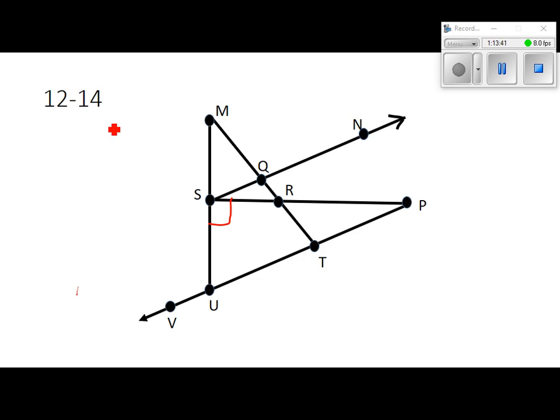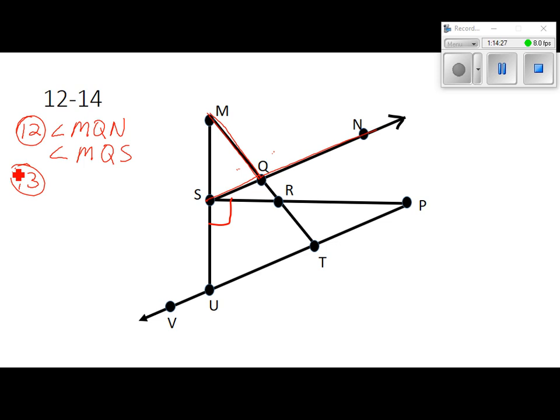Number 12. We're using this same picture for 12, 13, and 14. Number 12 says, name 2 adjacent angles. Remember, adjacent just means they're neighbors. So we want angle something and angle something. 2 angles. And we could pick out just about anything here. If I pick this angle, MQN, it's adjacent to angle MQS. Those angles are adjacent. Whole bunch of different answers that you could have put on that. That's one possible answer.